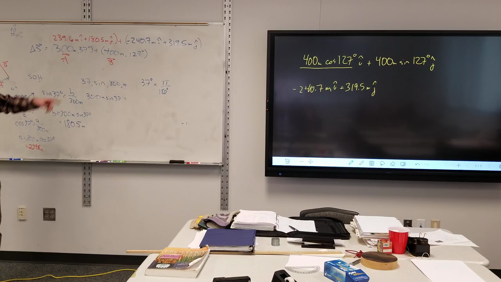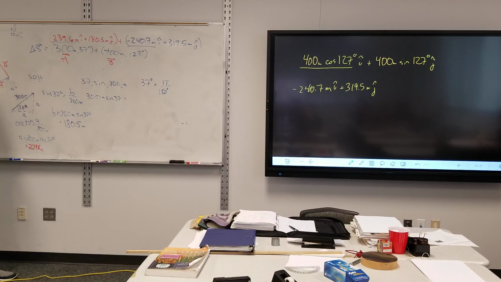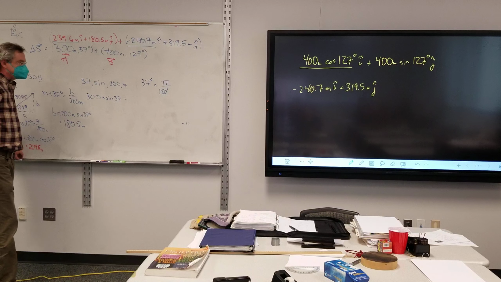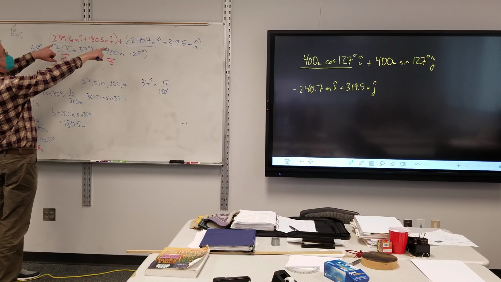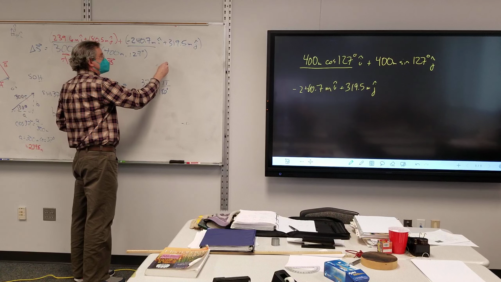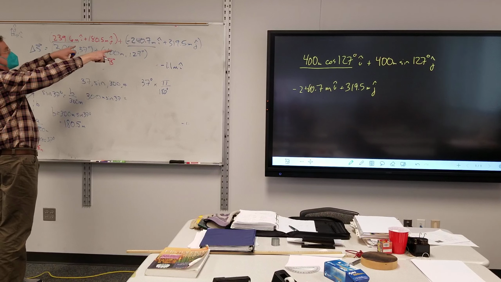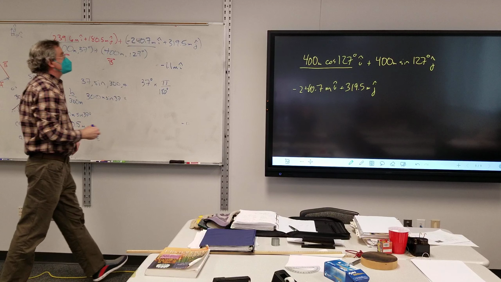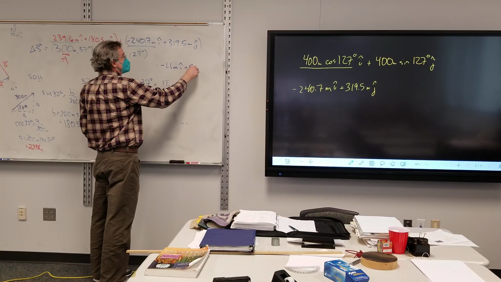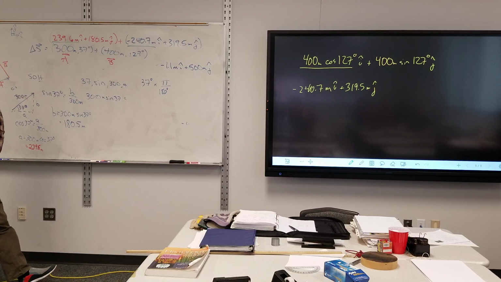Now you add like terms. I have i hat here and i hat here. We do have some rounding issues there, but given the numbers that we have, let's see, that's negative 1.1. And then we add the j hat components, and we get 500. And there's our answer.